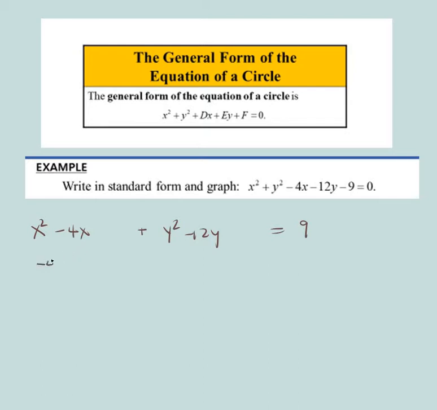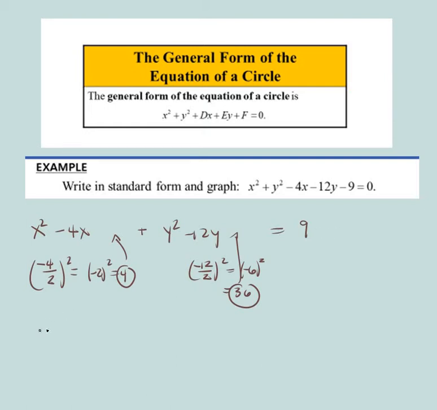Look at negative 4, the middle term. We divide it by 2 and we square it, which is going to be what? Negative 2 squared is 4. Then we do the same thing with the negative 12. Negative 12 divided by 2 is negative 6, and squared that is 36. What we do now is add this 4 here and this 36 here, but if we add 4 and 36 on this side, we have to add 4 and 36 on this side too.